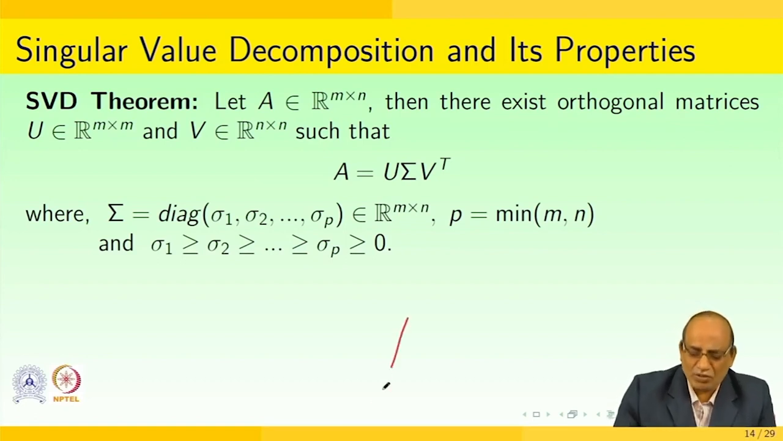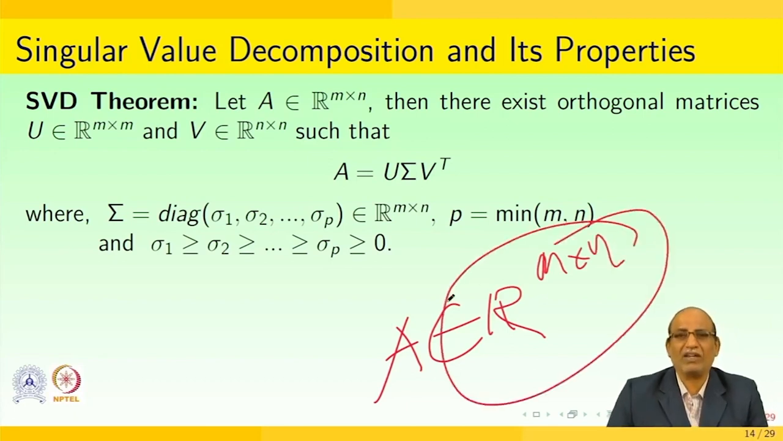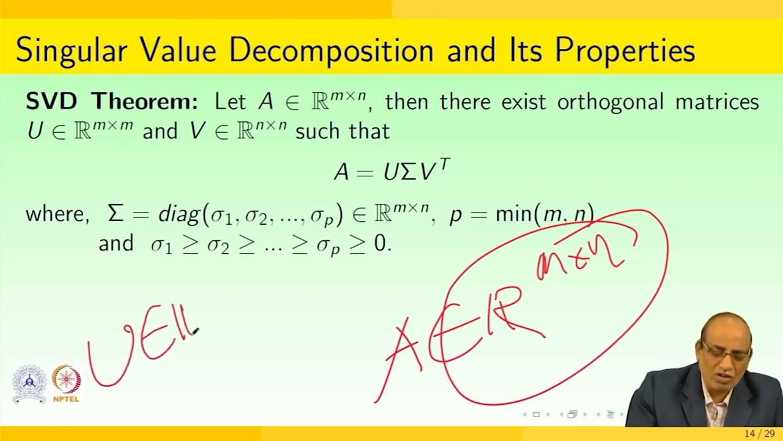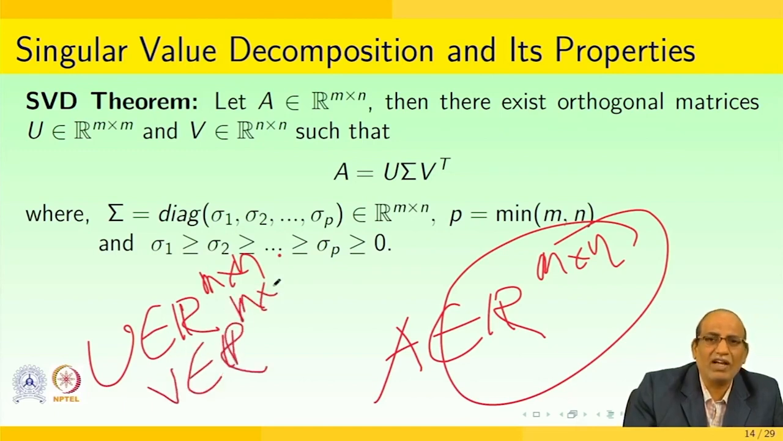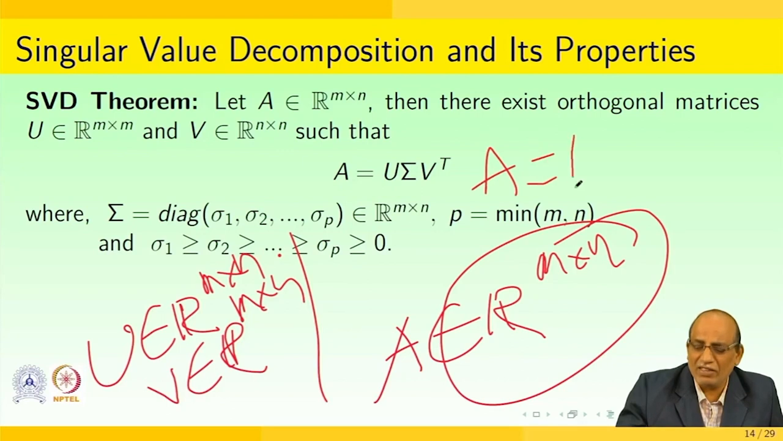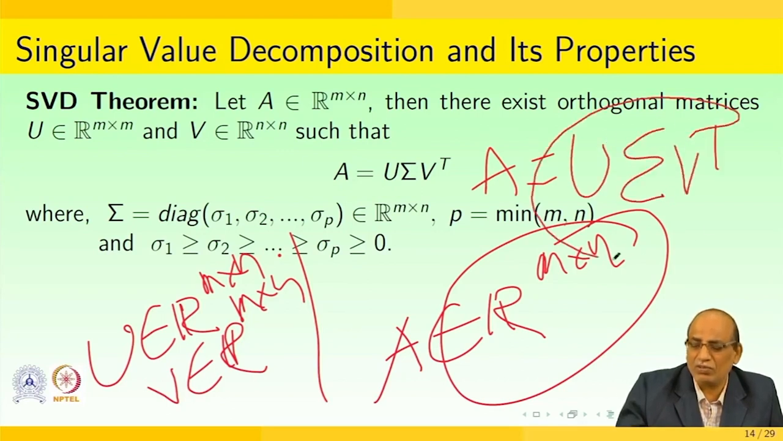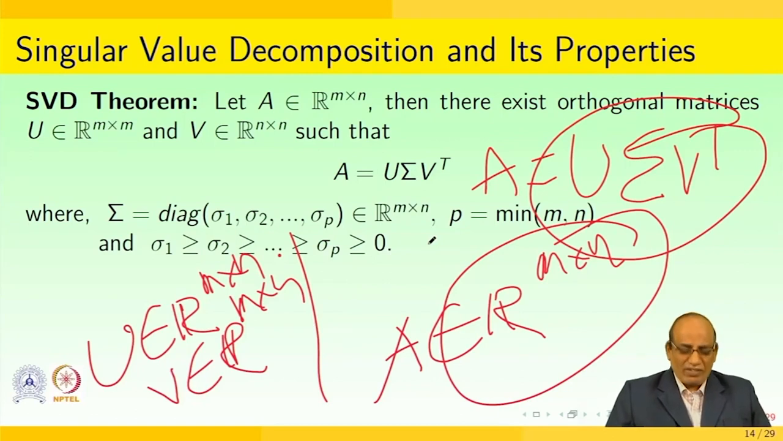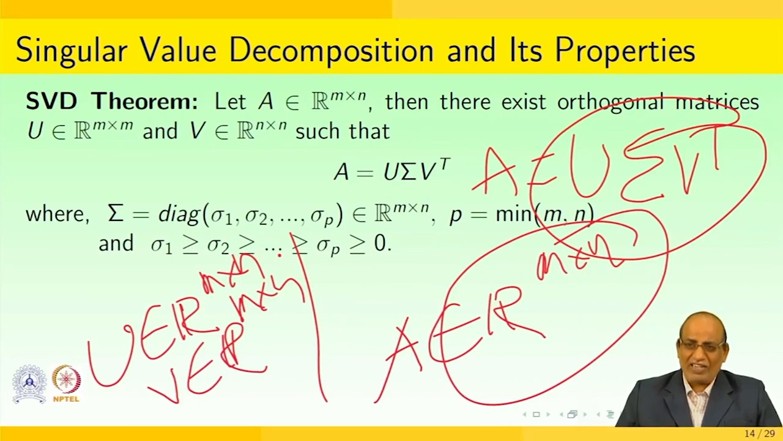Let A be a matrix in R of M by N. Then there exist orthogonal matrices U and V such that A can be written as U times sigma times V transpose. You see what we are trying to do? Initially we started with A equal to LU, then we wrote it as a QR factorization. Then we are trying to do it a little differently, that is A equal to U sigma V transpose.